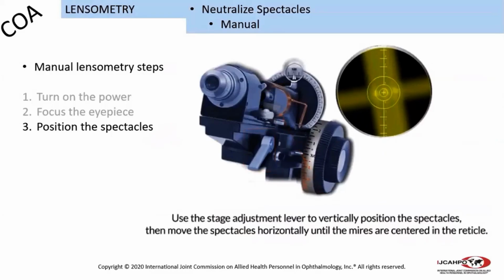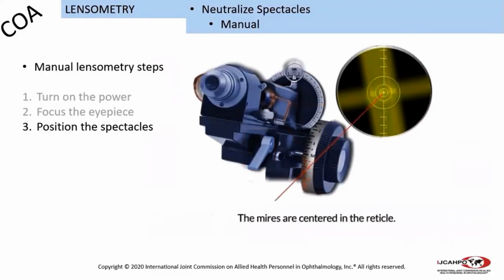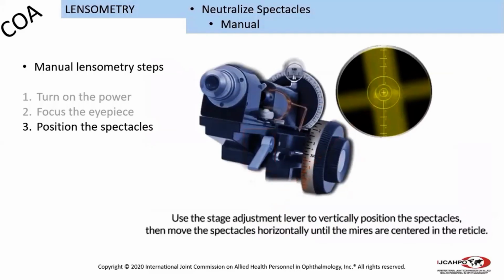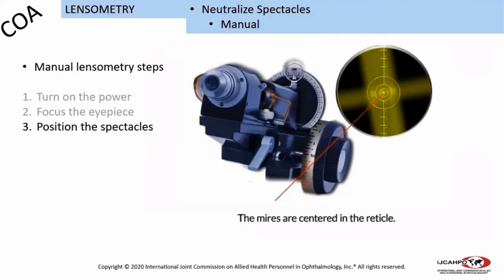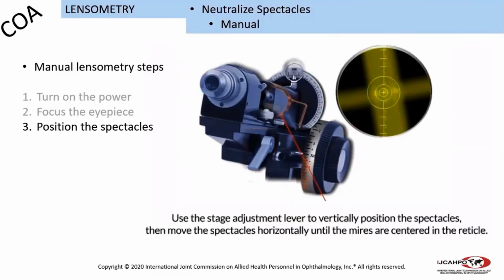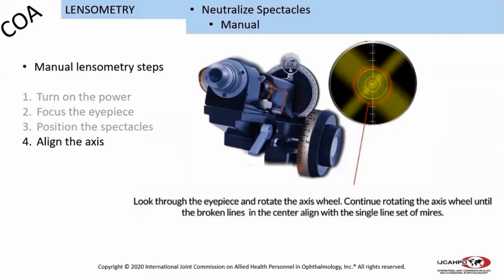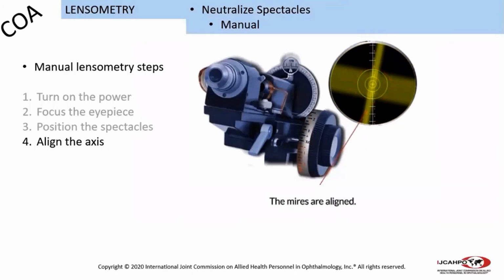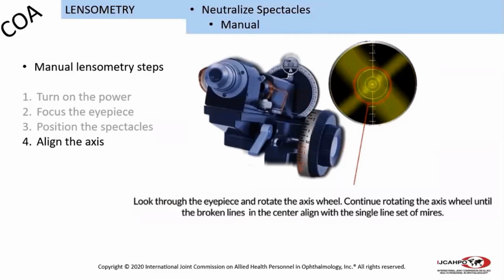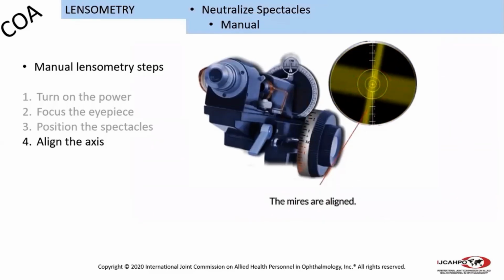Next, you'll position the spectacles on the stage and use the stage adjustment lever to move the spectacles up or down or side to side. You want to be sure that the mires are centered in the very center of the reticle. You will next align the axis. In the red box, you can see three broken slants. This indicates that our lens is off axis. Look through the eyepiece and rotate the axis wheel, and continue until the broken pieces are aligned. Once they are aligned, you have achieved an on-axis lens.